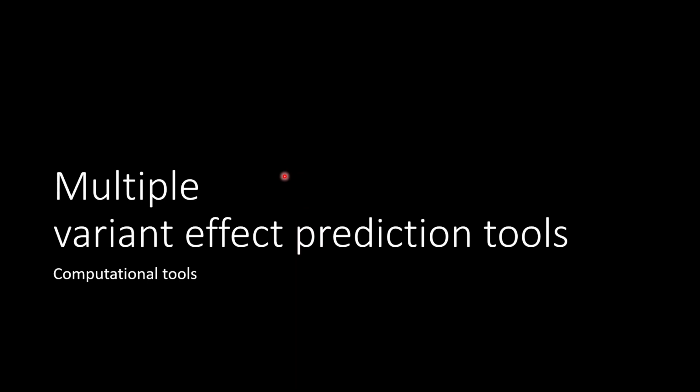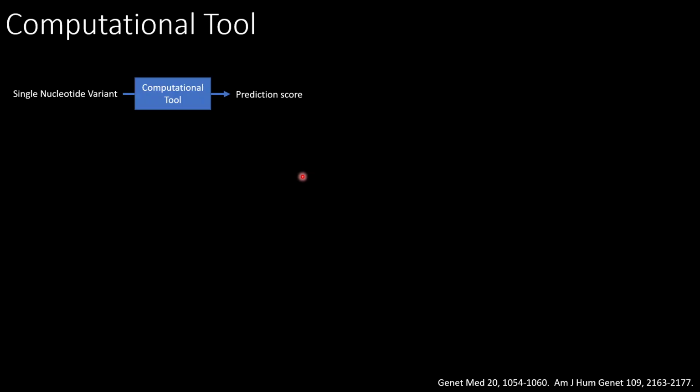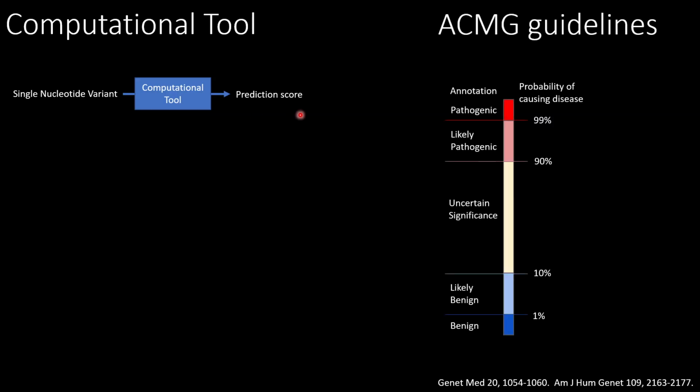In the first part, I will show the results for multiple variant effect prediction computational tools. As we are all familiar with, a computational tool assigns a prediction score to each genetic variant. And in order to use this prediction score within the framework of the ACMG guideline, which is based on the probability of a variant causing a disease, we need to calibrate these scores into a probability format.